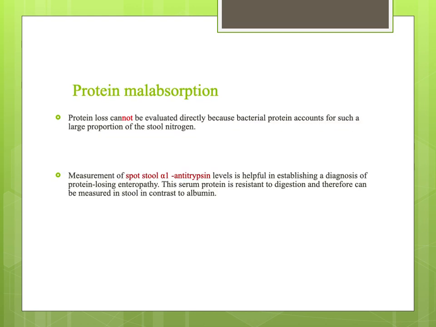The protein loss in the stool cannot be evaluated directly because bacterial protein accounts for a large proportion of the stool nitrogen. However, we can measure a spot stool alpha-1 antitrypsin level because this type of protein is resistant to digestion.